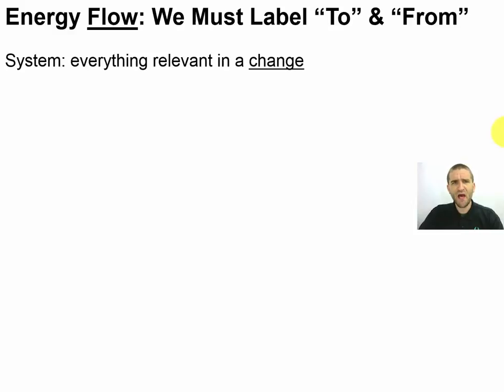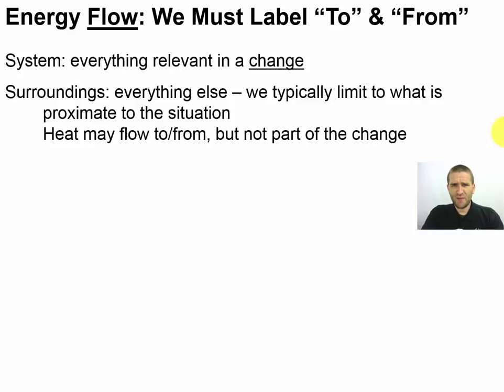Let me explain. So our system is going to be everything that is relevant within a change. We're used to thinking of that as being an entire area of space. But it's not always that straightforward, and we'll see some examples of that. Now the surroundings are going to be everything else. Do I really mean everything? Why, yes, I do actually mean going out to a radius of infinity from that is part of the surroundings.